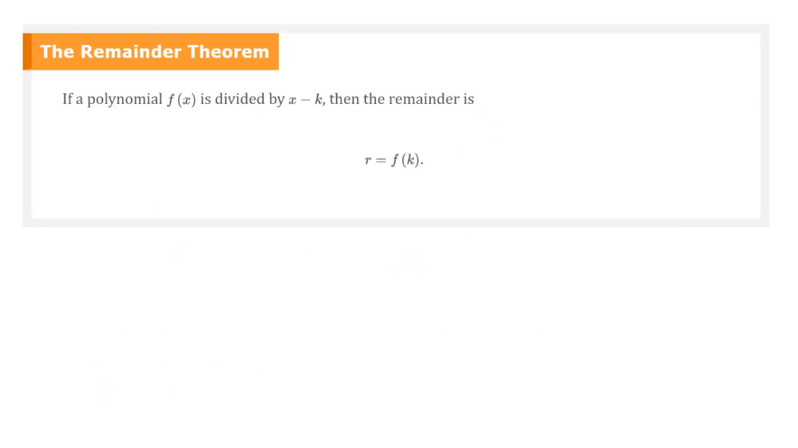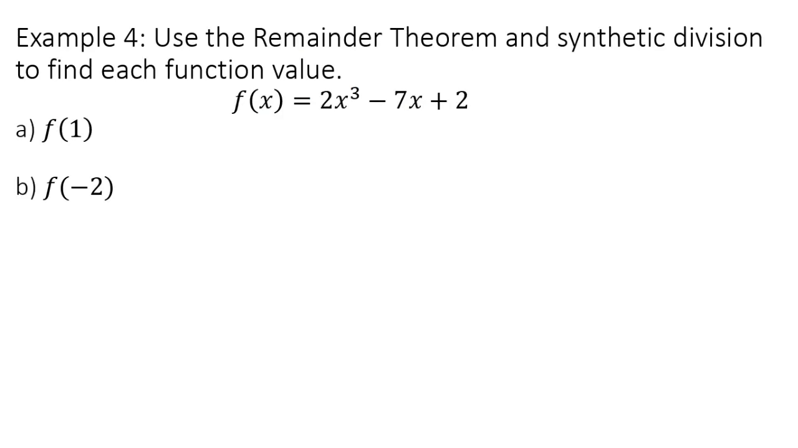So again, the goal for this week in your classes is to understand how synthetic division works. That way you can use it to find the zeros in section 2.5. Another theorem that appears in section 2.3, I believe, is something called the remainder theorem. It says if a polynomial f of x is divided by x minus k, then the remainder is going to be r is equal to f of k. And we're going to see right now what that means.